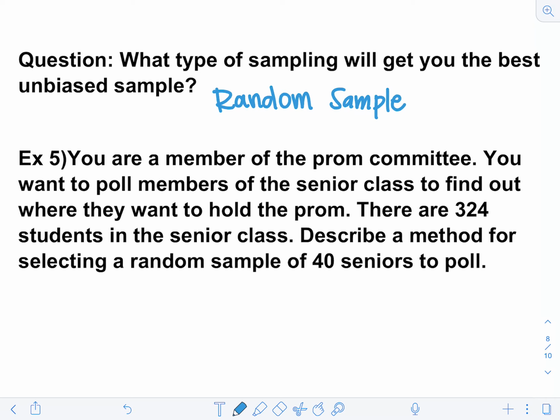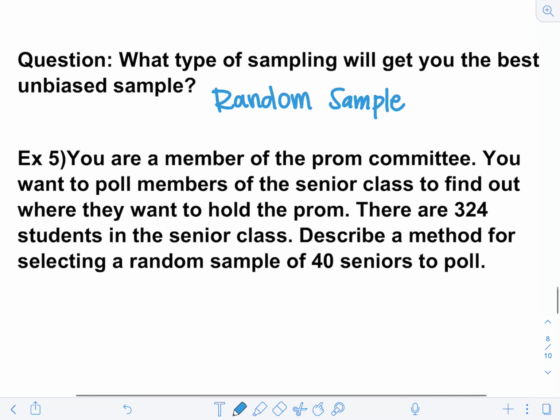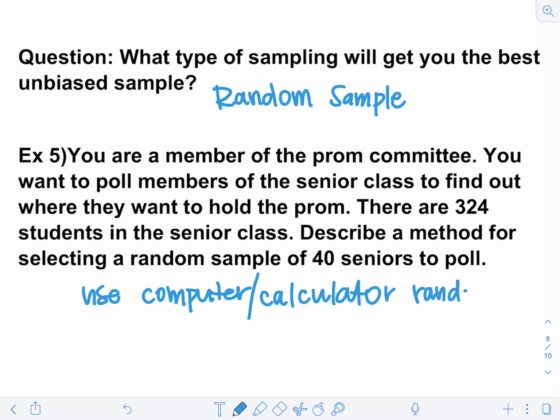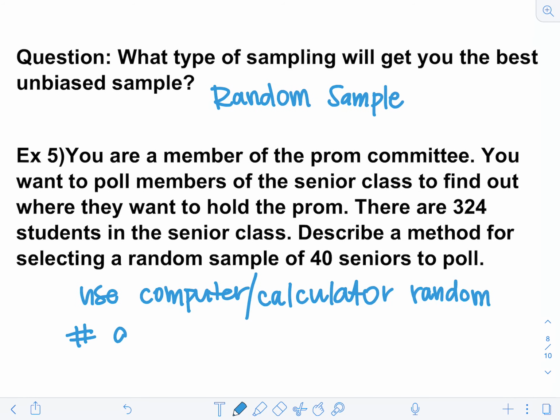Again, the best type of sampling is going to be random here. So one suggestion would be to use a computer, or there's actually a function on your calculator that will give you a random number generator, to randomly select 40 out of the 324. So in other words, you could give every single student a number, 1 through 324, and then have a computer or a calculator randomly select 40 of those.